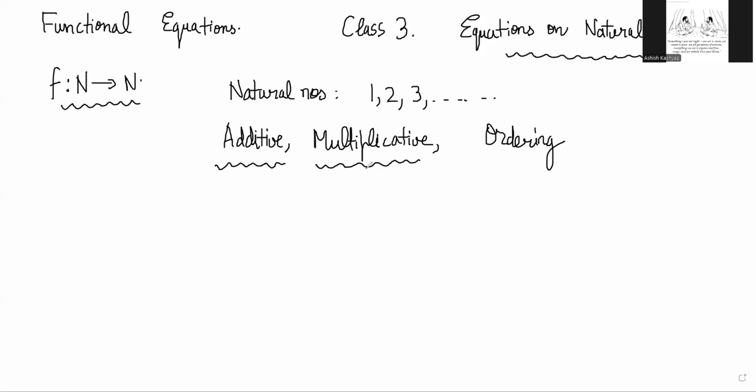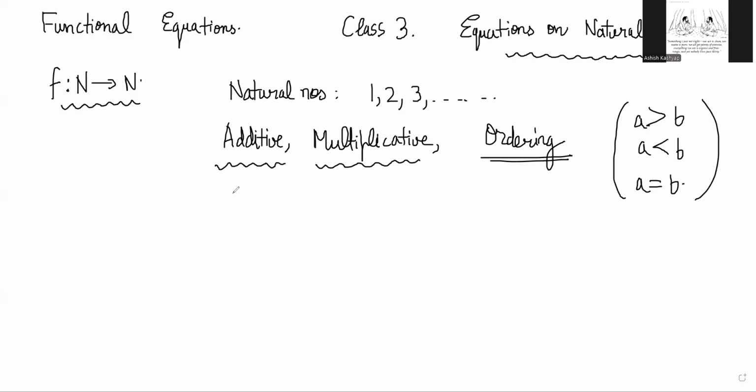Similarly, it is closed under multiplication because when you take two natural numbers and multiply them, the result is still a natural number. Then we have the ordering property, that any two natural numbers can always be compared and ordered, or you can always say either A is greater than B or A is less than B or A is equal to B. So this ordering is clear at all times, right? So we will see how these properties will be used in the context of problem solving on functional equations.